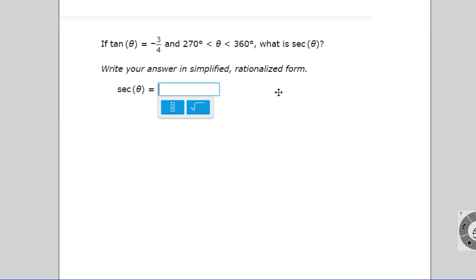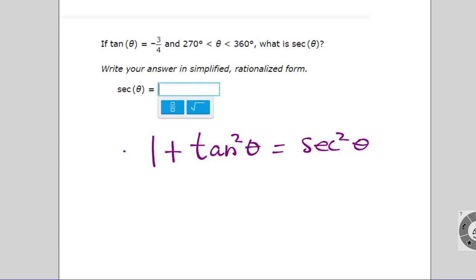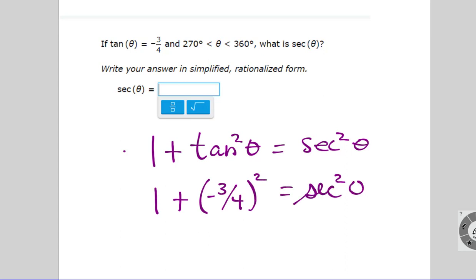All right, but otherwise we can still use 1 plus tangent squared theta equals secant squared theta. Okay, so we get 1 plus -3/4 squared. And we're trying to figure out what secant theta is. So -3/4 squared is going to give us 9/16.